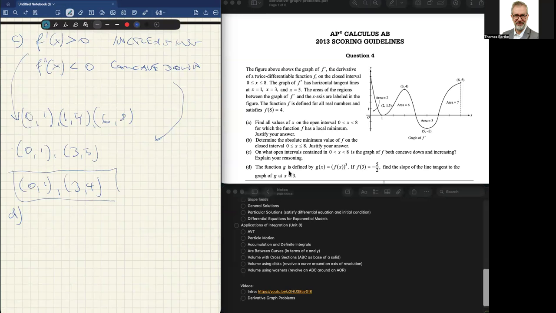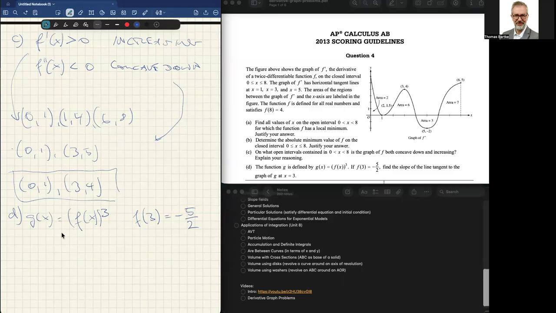So here we go. The function g is defined by g of x. Let me write this here real quick. g of x is equal to f of x cubed, if f of 3 is negative 5 over 2. f of 3 is negative 5 over 2. Find the slope of the line tangent to the graph of g at x equals 3.